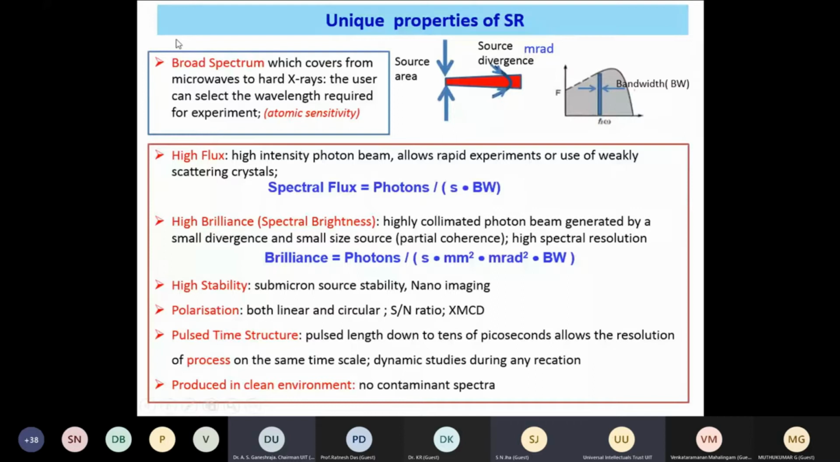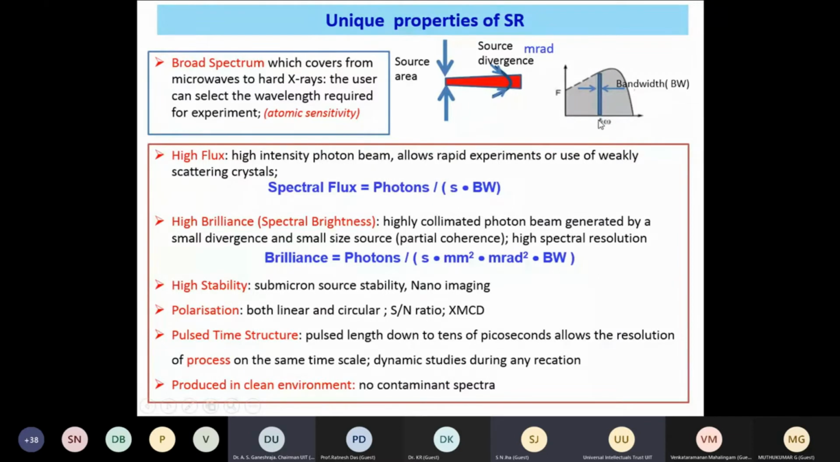Okay, so then it has high flux. That means a high intensity photon beam. It allows rapid experiments or the use of weakly scattering crystals. Earlier, with the laboratory source, it was unthinkable to do such experiments, and now it is possible because of synchrotron, and EXAFS is one of the examples which has been possible because of the high flux of the synchrotron. It is defined by photons per second per bandwidth. Bandwidth means the whole continuum; if you choose a small area from this, this is called bandwidth.